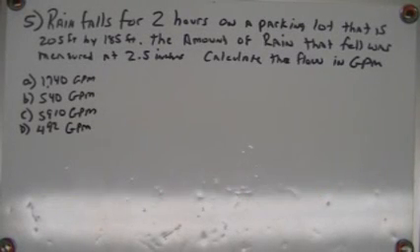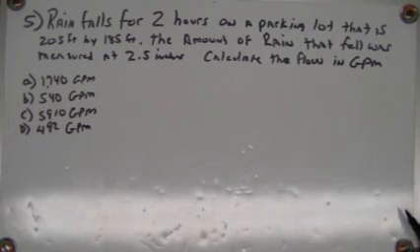This is problem number 5 from the Wastewater Collection Math SewerGeek.com book. This problem states that if rain falls for 2 hours on a parking lot that is 205 feet by 185 feet, the amount of rain that fell was measured at 2.5 inches. Calculate the flow in GPM.